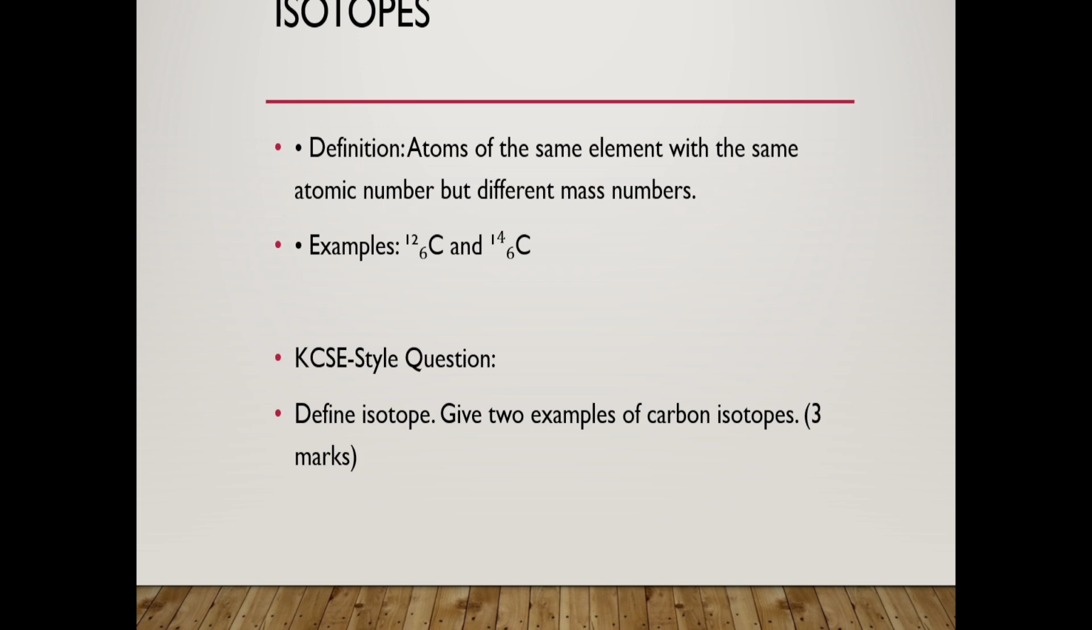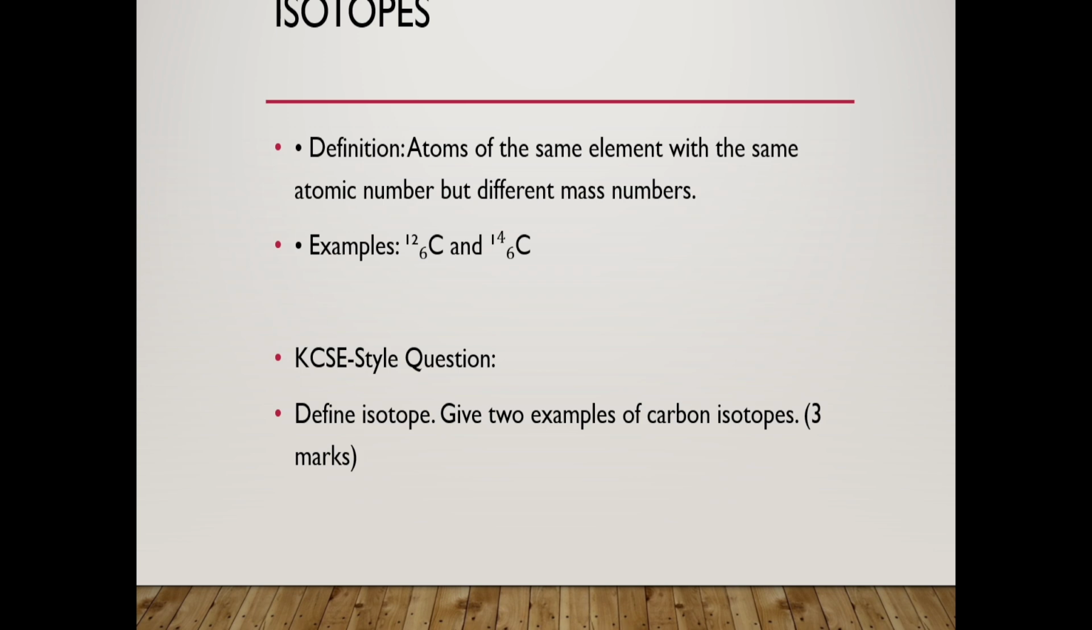So let's take an example. We have two carbons here on the screen. We have a carbon whose mass number is 12, and the other carbon has a mass number of 14. Those are atoms of the same element with the same atomic number. If you see, all of them have the atomic number of 6, but they just differ in mass numbers. The first carbon has 12 as its mass number, and the other carbon has 14. So that's the first way of defining it: atoms of the same element with the same atomic number but different mass numbers.